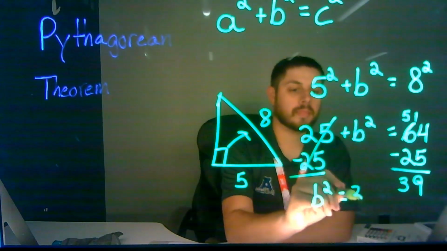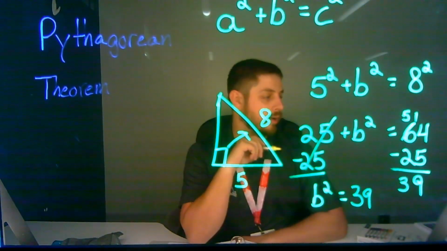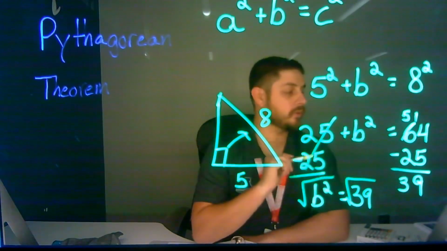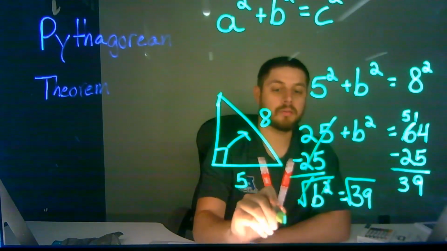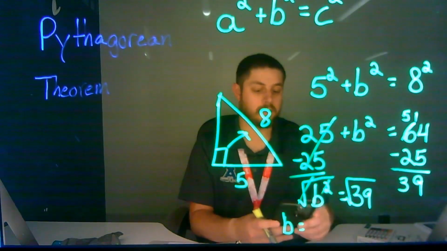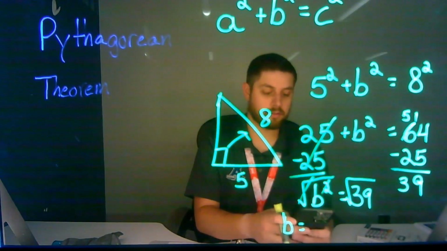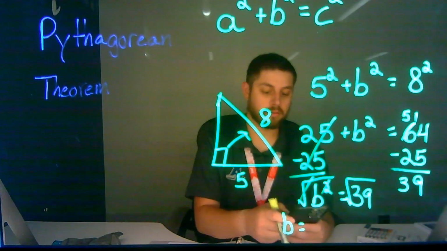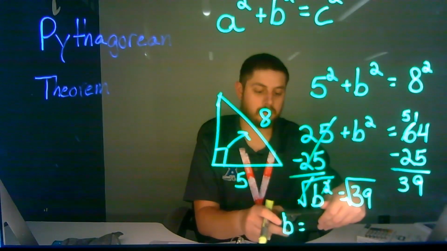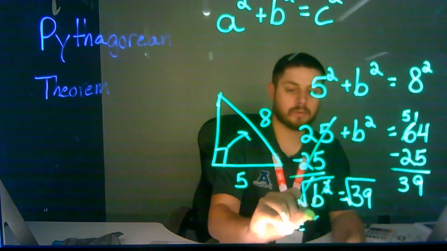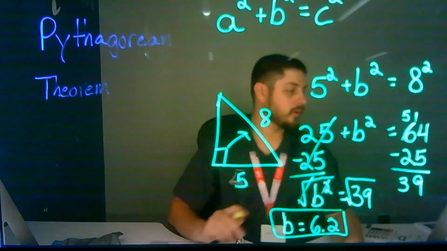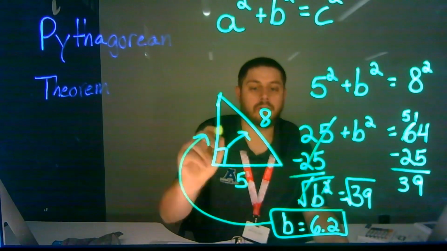So we get 39. And then from here, just like the last one, we need to get rid of this square. So we're going to take the square root of both sides. Boom, boom. B is going to be equal to the square root of 39, which is not going to be a perfect square. So if we use a calculator, 39 square root, it's going to be 6.2 rounded to the nearest tenth. So we know that this leg over here, missing side, is 6.2.